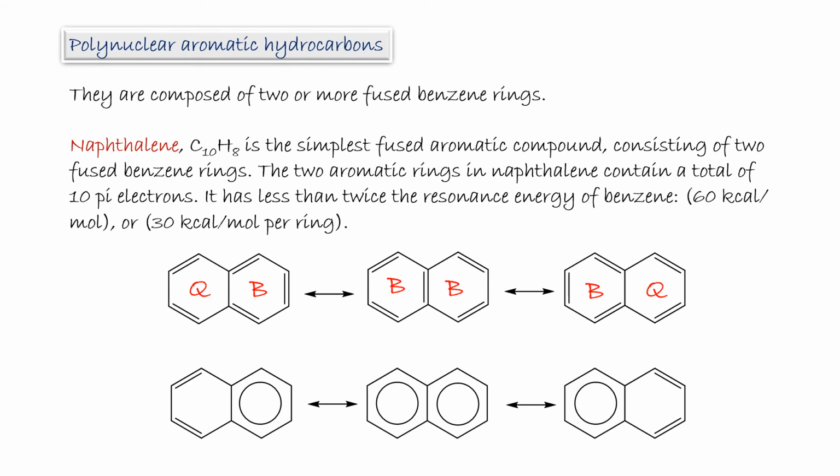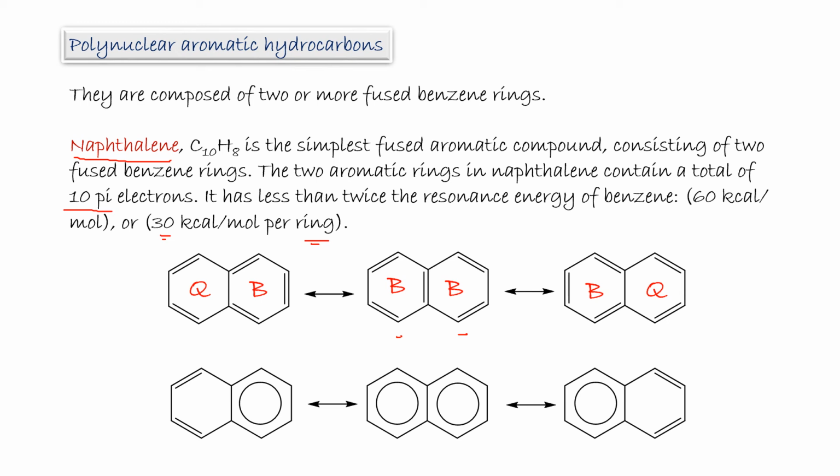Polynuclear aromatic hydrocarbons are composed of 2 or more fused benzene rings, like naphthalene, C10H8. Fused ring, 2 benzene rings together, fused. The 2 aromatic rings in naphthalene contain a total of 10 pi electrons. It has less than twice the resonance energy of benzene. So the total for naphthalene is 60 kilocalories per mole, 30 kilocalories per mole per ring, whereas in benzene it's 33 kilocalories per mole.